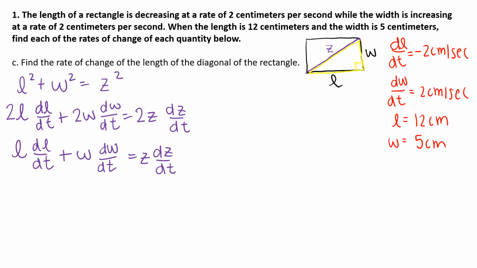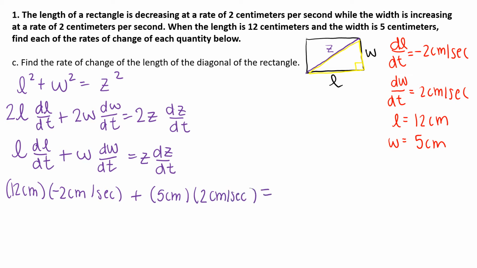Plugging in L as 12 centimeters times dL/dt as -2 centimeters per second, plus plugging in W as 5 centimeters and dW/dt as 2 centimeters per second equals, once again, just like yesterday, we run into that dilemma where we need to plug in a Z, but we don't have one. So we can plug in the values we were given for L and W into the Pythagorean theorem. So we have 12 squared plus 5 squared equals Z squared. And you might recognize this as a Pythagorean triple, where we get Z equals 13.